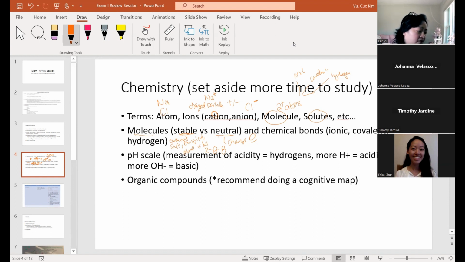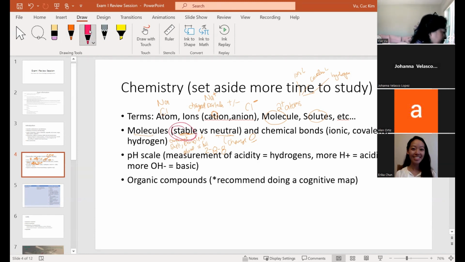Okay. So of these two, molecules prefer to be what over what? Do molecules prefer to be stable, or do they prefer to be neutral? They prefer to be stable over neutral. Absolutely. So molecules prefer to be stable over neutral. And that sometimes is what determines what they bond with, what chemical bonds they form.